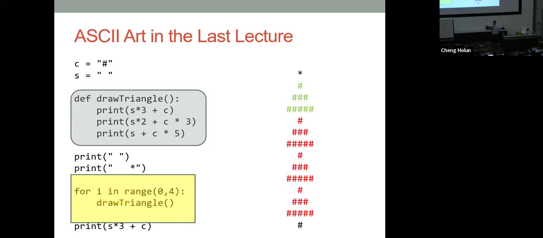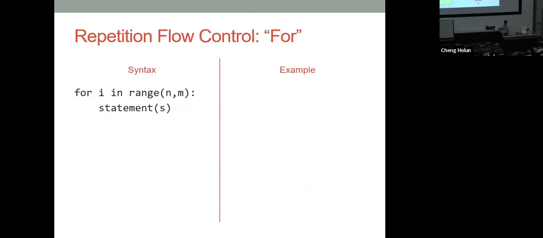Okay, I will explain the syntax later, but this code means I'm going to repeat the draw triangle 4 times instead of printing 4 times there. So it's a structure change, and you can easily change it to 10 times, 100 times with just changing the number 4. It's called a for loop. And this is the usual for loop structure: for a variable i in a range of something, you do some procedure.